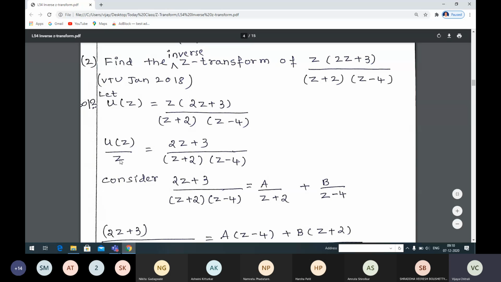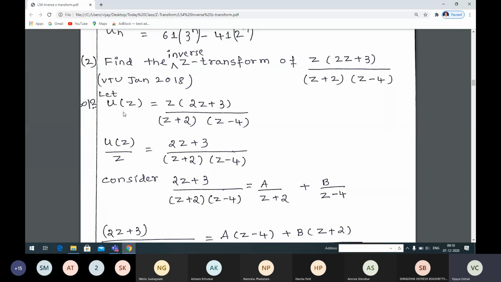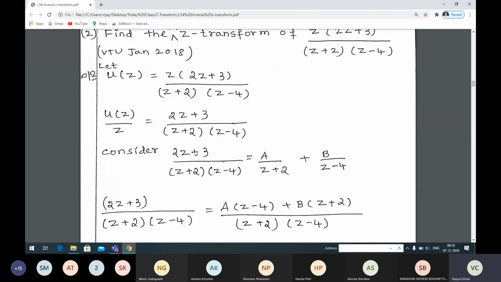So what is that? U of Z divided by Z. U of Z divided by Z is 2Z plus 3 divided by Z plus 2 into Z minus 4. So take this Z from the RHS to the LHS; the numerator comes this side, the denominator. So we want U of Z divided by Z, and this is equal to 2Z plus 3 divided by Z plus 2 into Z minus 4, right? Now let us resolve this by using partial fractions. Consider 2Z plus 3 divided by Z plus 2 into Z minus 4.